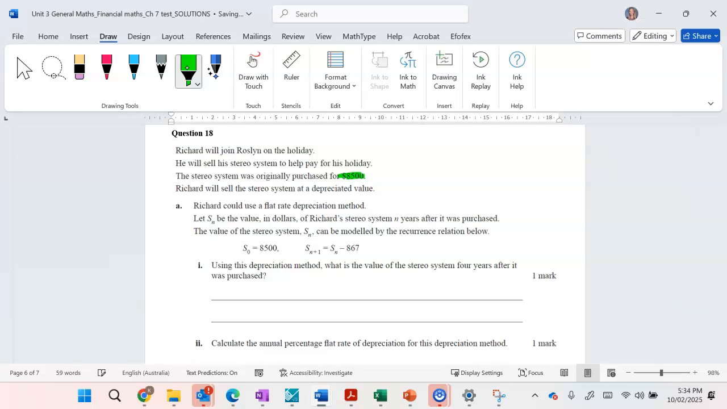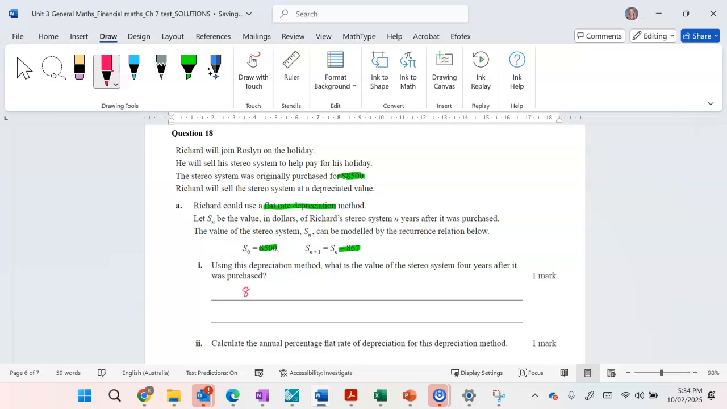All right, Richard could use a flat rate depreciation. Let Sn be the value in dollars of Richard's stereo system n years after it was purchased. This value of the stereo system can be modeled by the recurrence relation below. So here it is initially, and it's going down because it's flat rate. It's the same amount each year, so it's going down by $867 each year. Using this depreciation method, what is the value of the system 4 years after it was purchased?